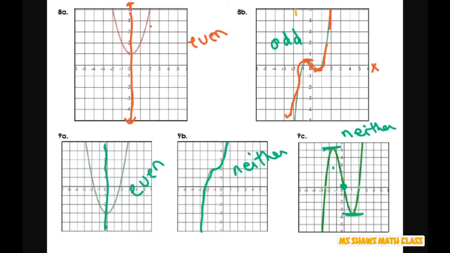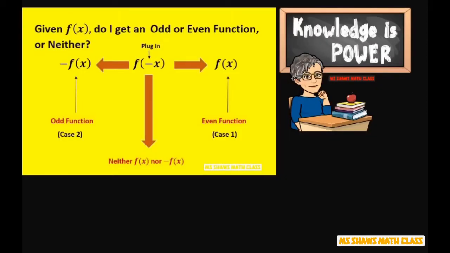All right. And I put this at the end here in case you want to screenshot it, because this will be a handy thing to have when you're doing your even and odd functions.